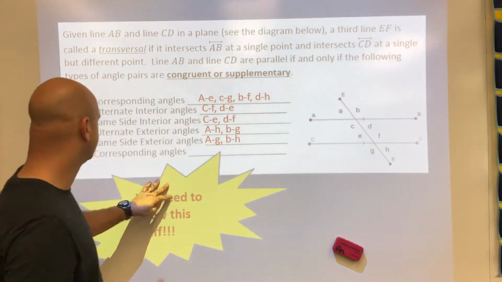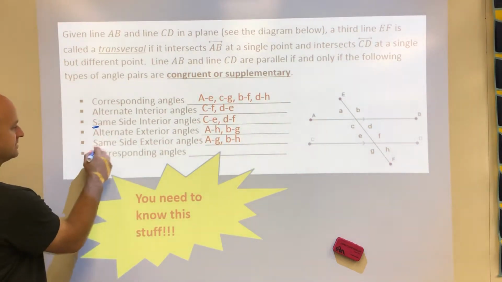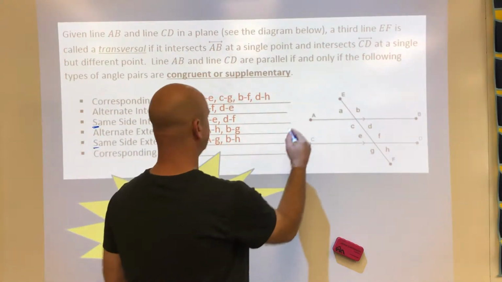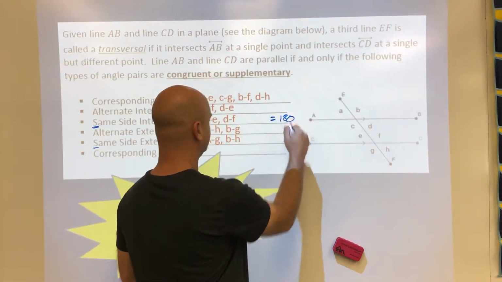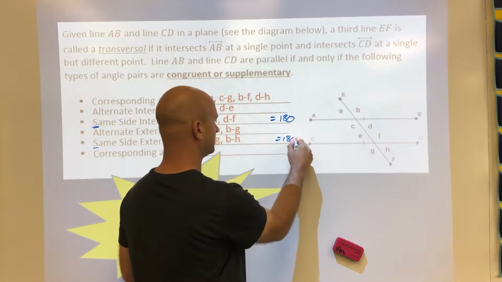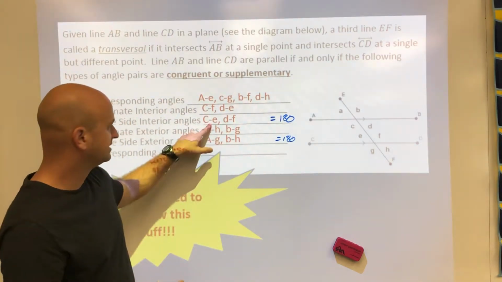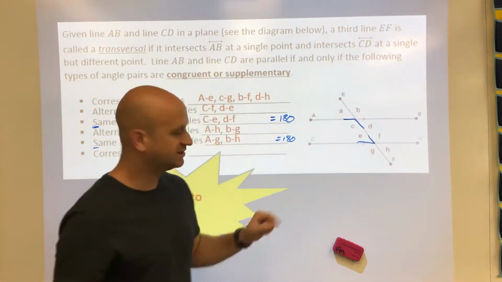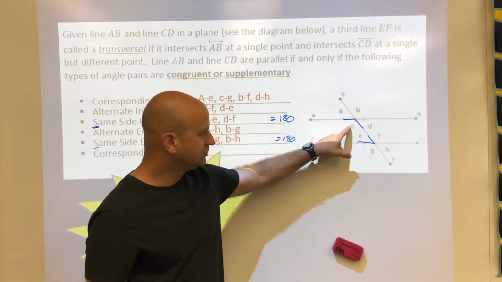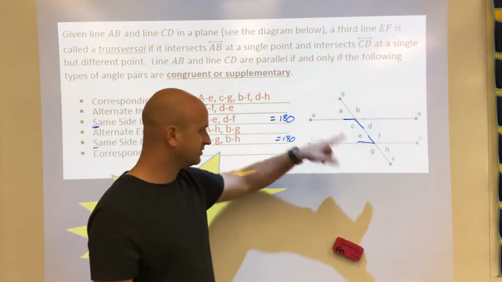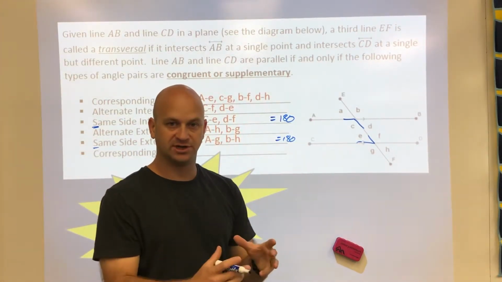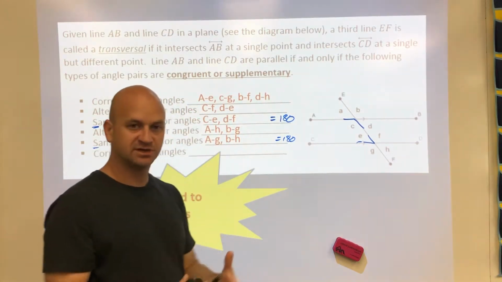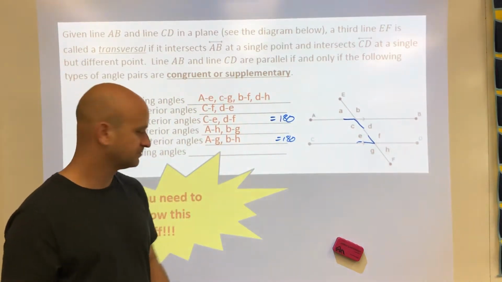Out of this list here, the names that start with S, so same side interior and same side exterior, are going to be supplementary. So these things are going to equal 180 degrees. Now, if we look at the example C and E, if you look at the space of C and E and we highlight it, you notice that this is a big obtuse angle, this is a small acute angle. Because they're not the same size, they can't be congruent. So if they're not congruent, they have to be supplementary.